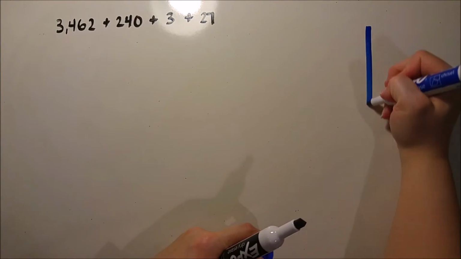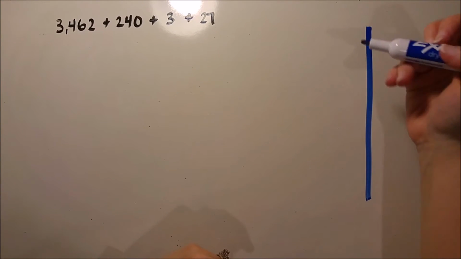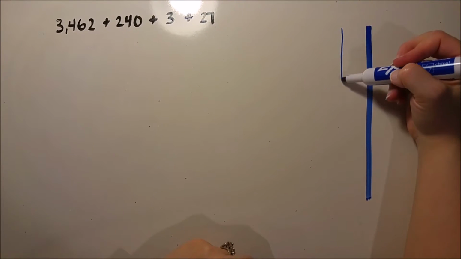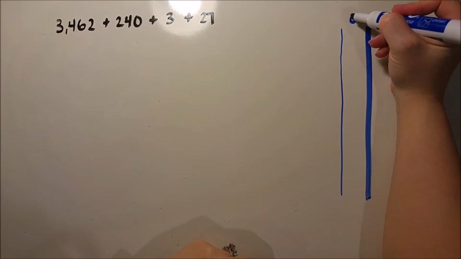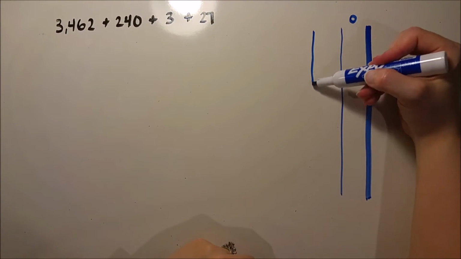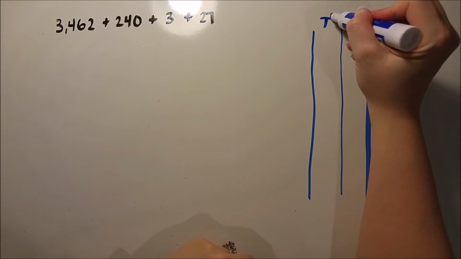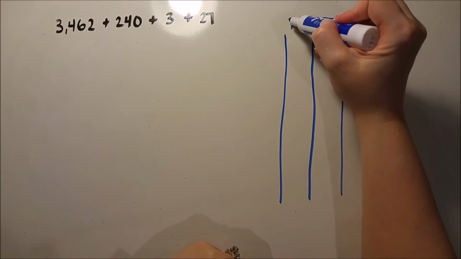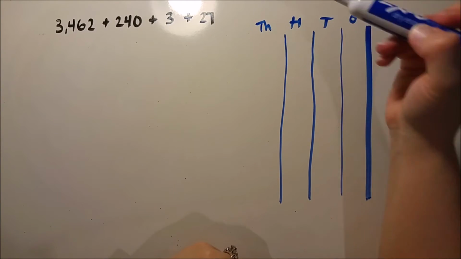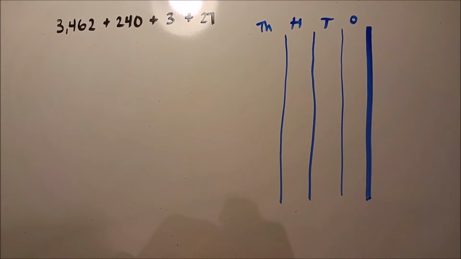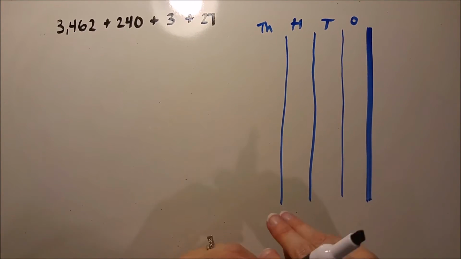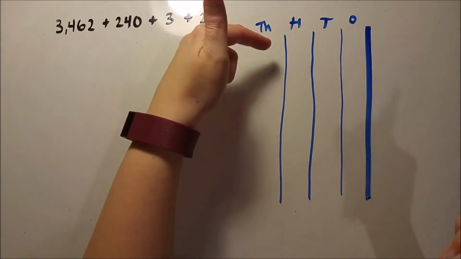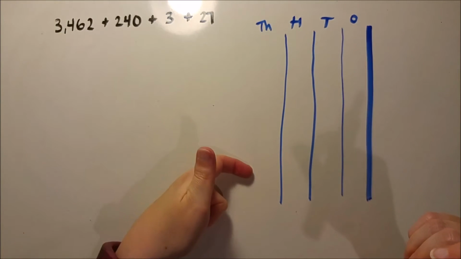Let's think of where the right side of our problem is going to be. And then, just to help us write these out, we're going to draw our columns again. There's our ones. There's our tens. There's our hundreds. And this is where our thousands will go. Okay. So, you can write these in here in whichever order you like.